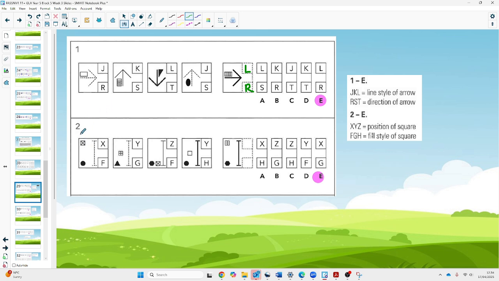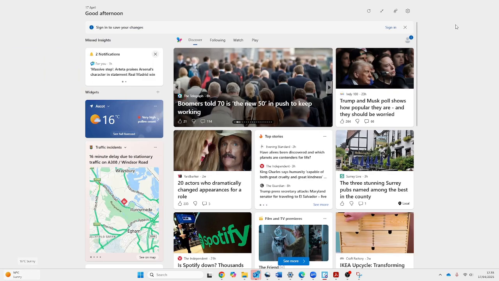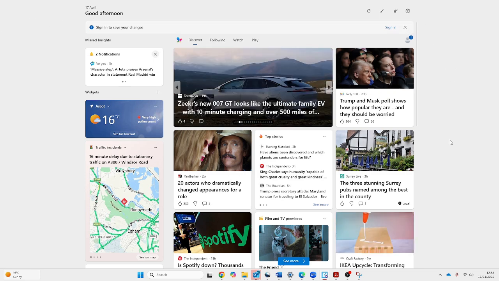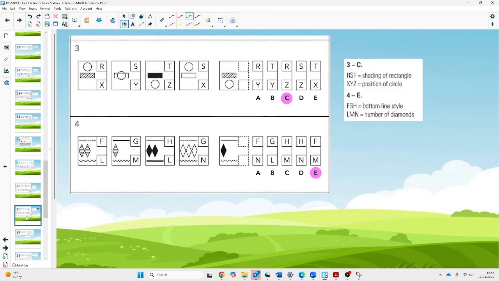Question 2, we've got the position of the square, so where that square is positioned. We need it in the top left, hence why it's X. And then we're looking at the fill style of the square. So we've got crosses, we've got plus, cross and plane. We actually require a cross, so it will be XG. So this, just to point out, the shading of that square is the same as that square there. Quite a lot going on in that one, but again, hopefully quite easy to work out which ones it was not.